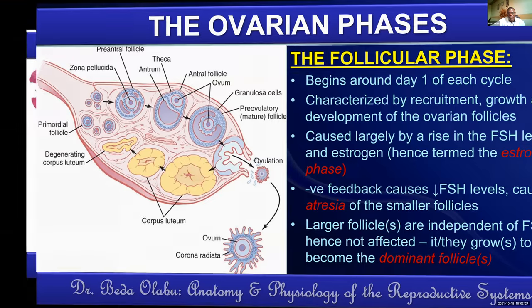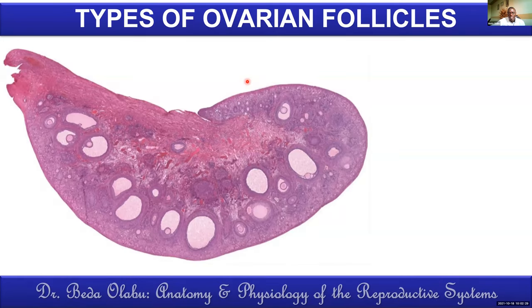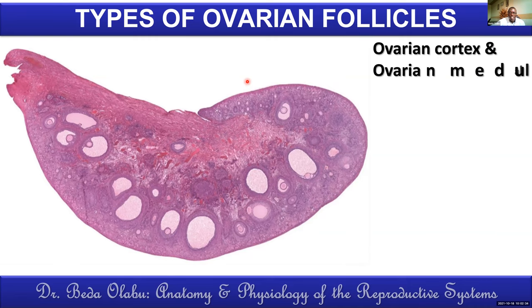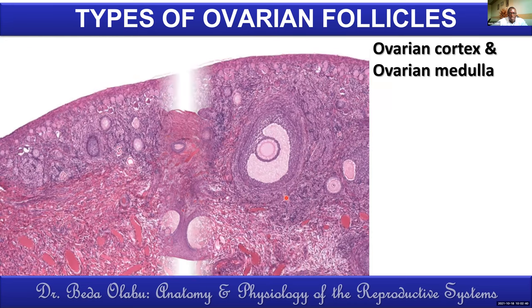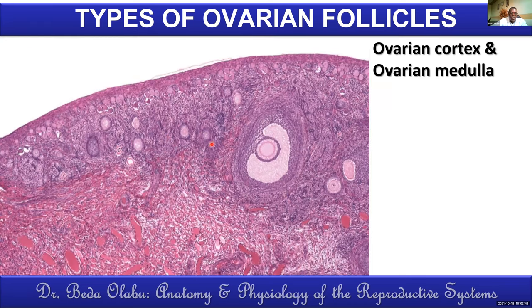Okay, so let's name the different types of the ovarian follicles at this stage. We've mentioned that the ovary has a cortex and a medulla, and that the follicles are present in the ovarian cortex, which is here. So that's the ovarian cortex, that's the ovarian capsule, and this is the ovarian medulla. We want to see the different types of follicles within the ovarian cortex.